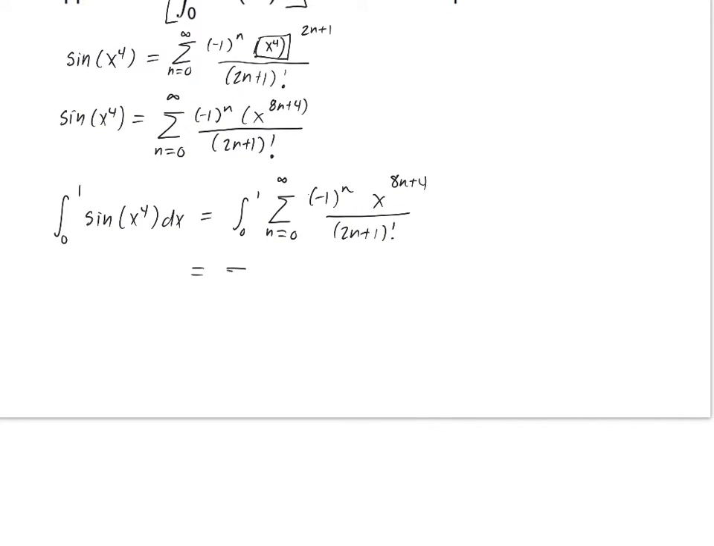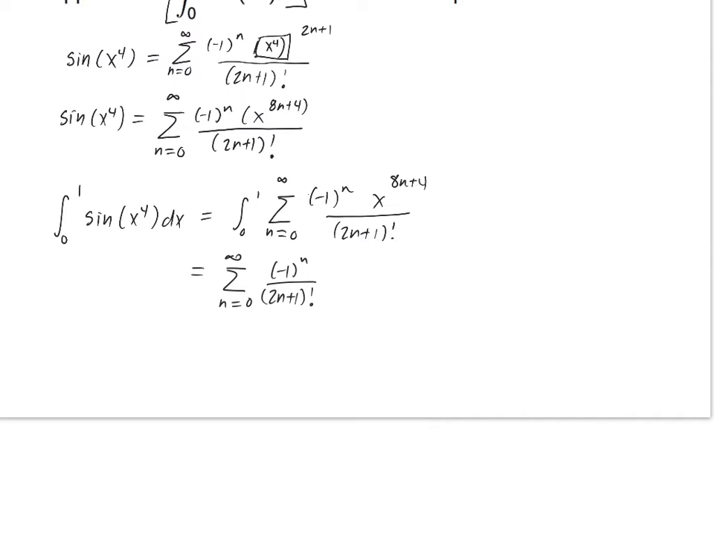So when you anti-differentiate this thing, which part is the constant? Everything but the x of this stuff. Does that ring a bell from last time we did integrals in section 11.9? So the -1 to the n is a constant, right? The 2n plus 1 factorial is a constant. It's just the x to the stuff that you're anti-differentiating.